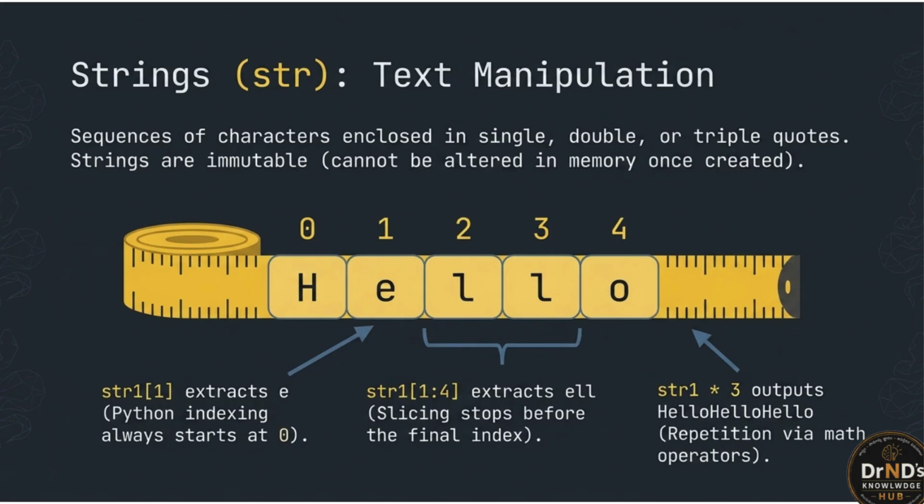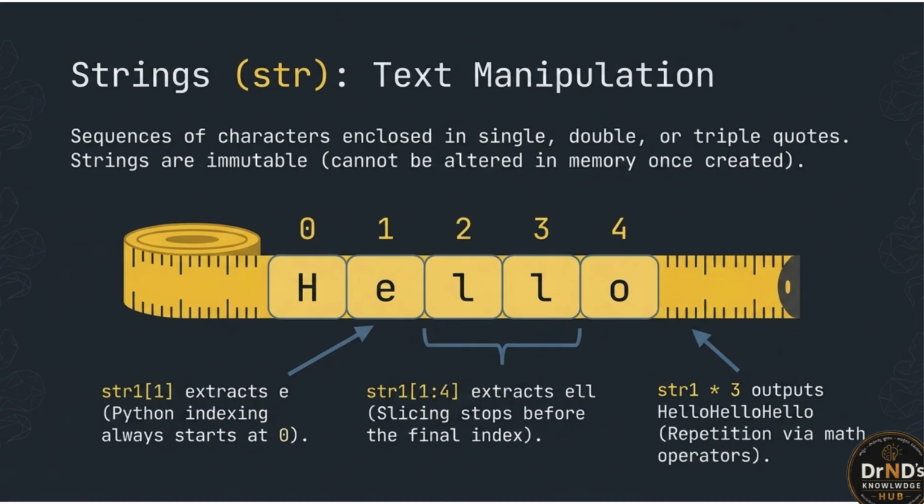Repeating strings. Strings can also be repeated using the multiplication operator. For example, str1 asterisk 3. Since str1 contains the word hello, Python repeats it 3 times. The output becomes hello hello hello. This demonstrates that strings support several useful operations beyond simple storage of text. String immutability. Another important property of strings is that they are immutable.